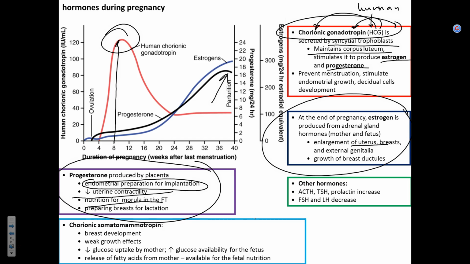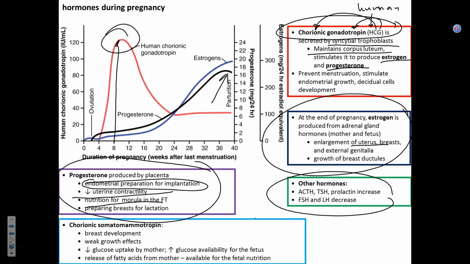Now, other hormones change, like adrenocorticotropic and thyroid stimulating. Adrenocorticotropic will recruit energy storage from the fat deposits, and thyroid stimulating hormone will stimulate protein synthesis in the mother. Gonadotropins will decrease, expectedly.